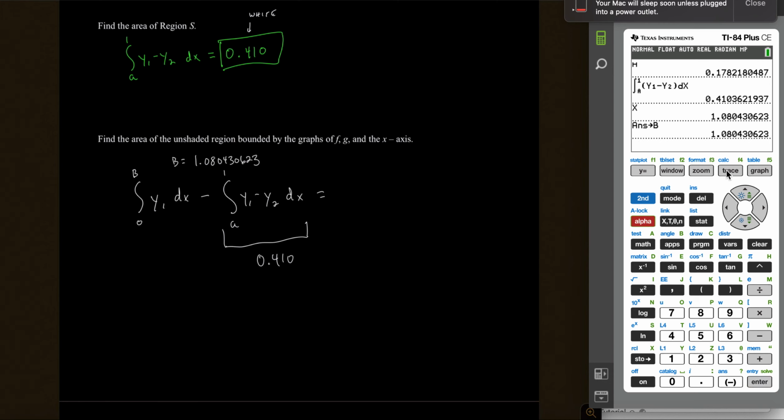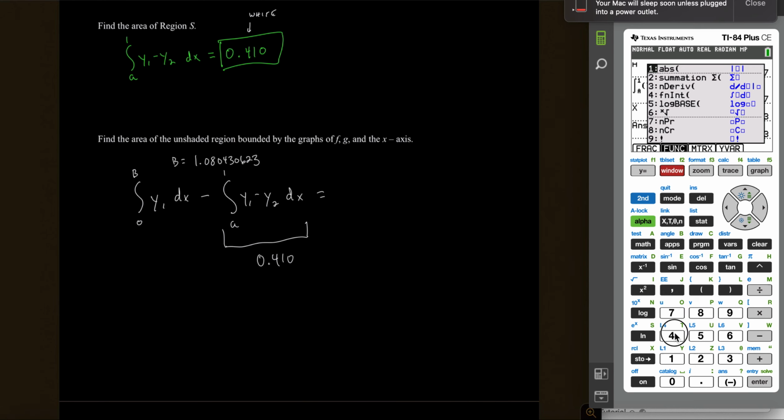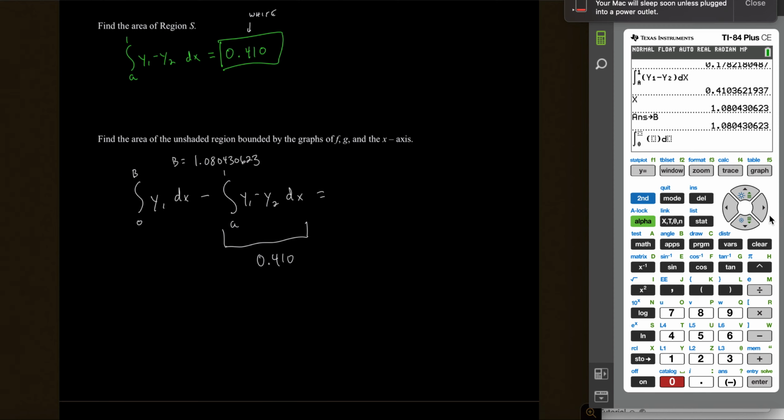So now we're going to do f int. We're going to go from 0 to B of y1 dx, minus the integral from A to 1 of y1 minus y2. Whoops, we'll get that x out of there.